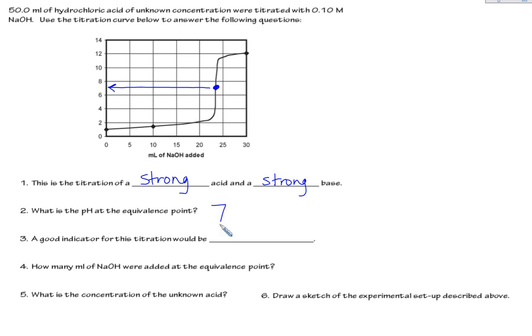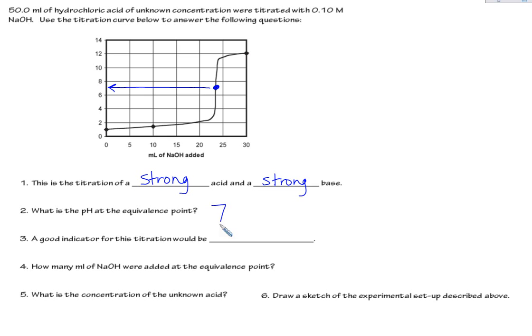Then often you might see the pH start a little higher. So instead of starting at like 1, maybe it would start at 3 or so. And instead of ending way up at like a 12 or 13, maybe it would end around a 10 or something like that. But in this case, if I know the identity, it's got to be strong acid, strong base.